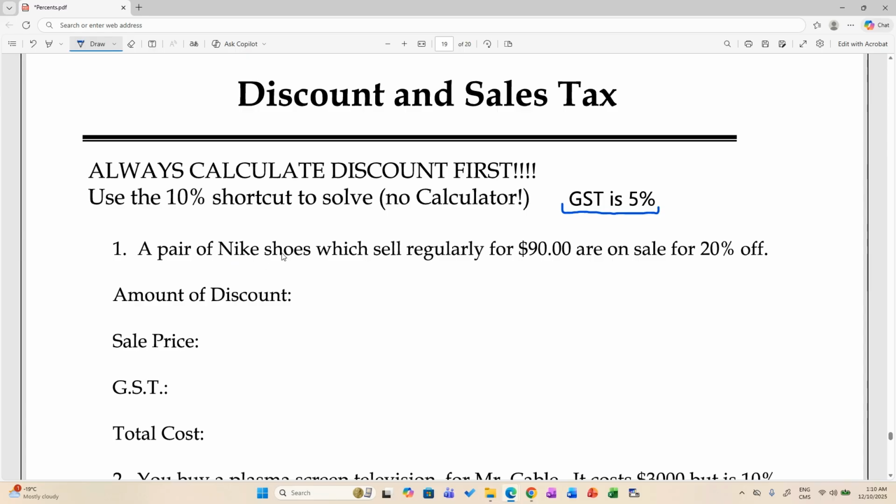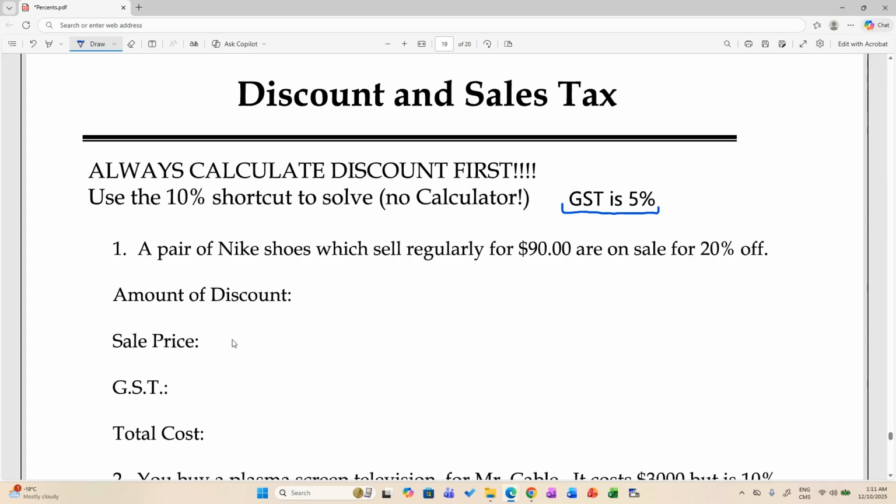A pair of Nike shoes sells for $90 as a regular price, and right now they are on sale for 20% off. So the steps to solve this question are simple. You must find the amount of the discount first. So that means you have to find what is 20% of 90. That'll be the amount discounted. Then to find the sales price, you simply take the price that you have, the $90, and subtract 20% of $90. Then you get a new price, which is the sales price.